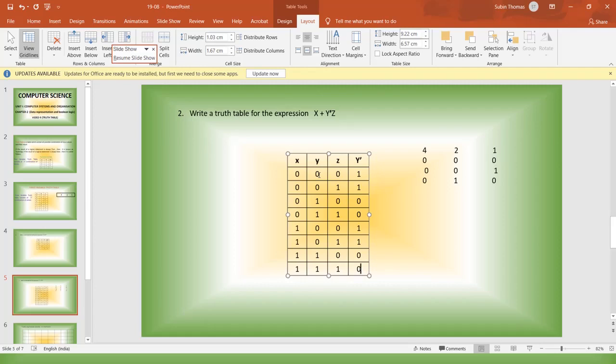And the next high precedence is y complement into z, or y complement and z. Logical multiplication, y complement and z.